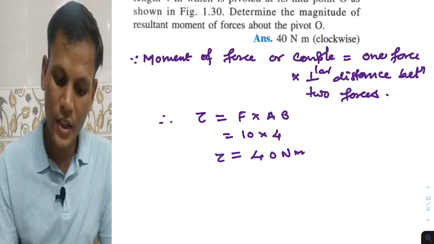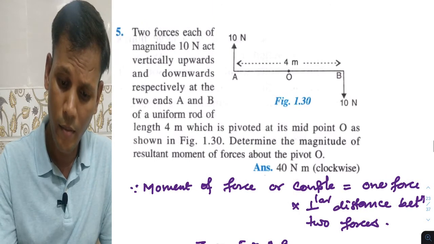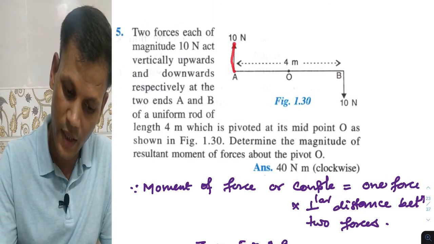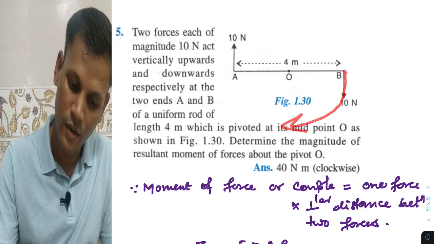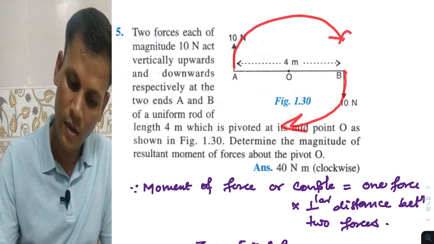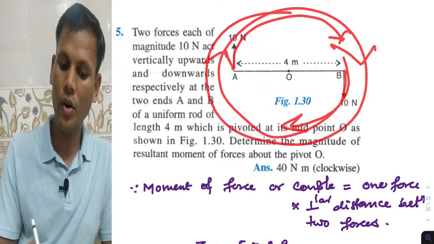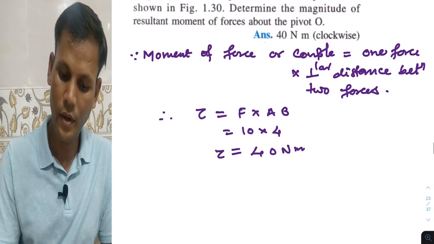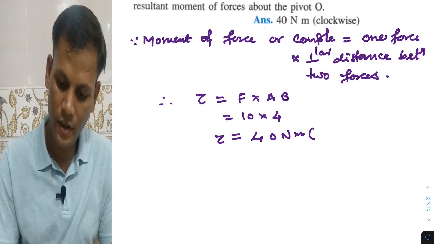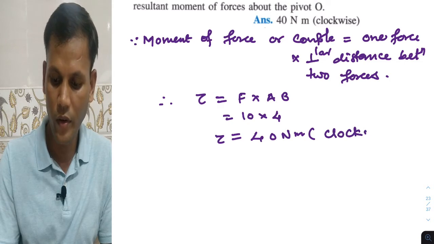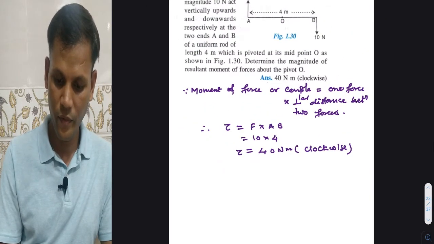Now what is the resultant direction of this one? By this we can say this will apply the torque in this direction and this one in this. So this is clockwise. So we can write it will be in clockwise direction. So this sum we have finished.